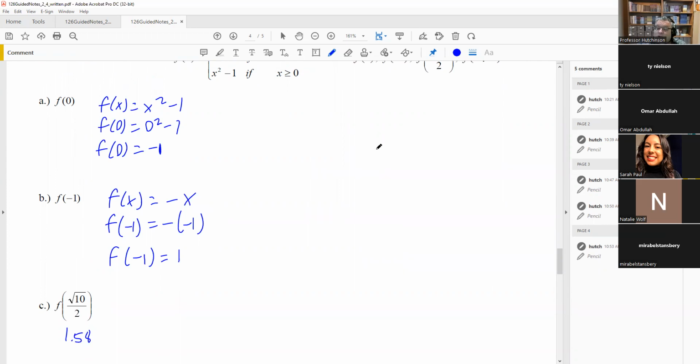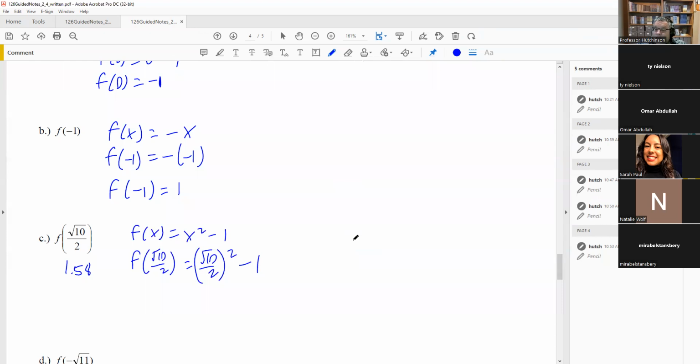So I want to do f of x is equal to x squared minus 1. F of the square root of 10 over 2 is equal to, I'm going to put square root of 10 over 2 in there, and then square that minus 1. So let's continue with that. We're going to get rid of the radicals, so I end up with 10 fourths minus 1.